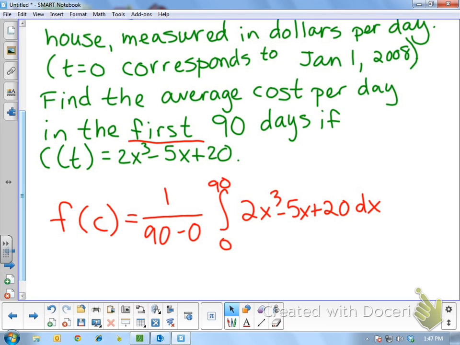So x to the fourth would be 1/2 x to the fourth minus 5/2 x squared plus 20x. Yep.